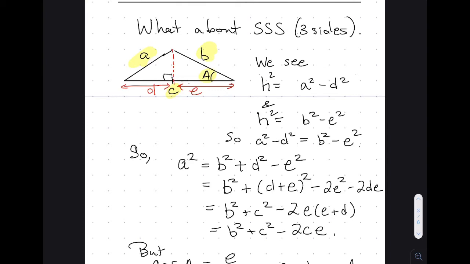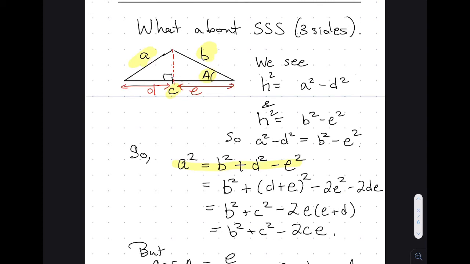So what you can do is drop a perpendicular so that this is a perpendicular. So I've created two right triangles. Call this length d and this length e. And let's write down some equations. Using the Pythagorean theorem, we have these two pieces of information, where h is the height of the triangle. So solving that system, that is equating the right-hand sides, then we get that. So adding d squared, we get this.